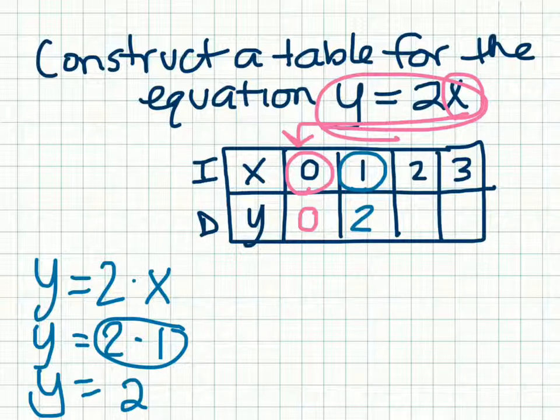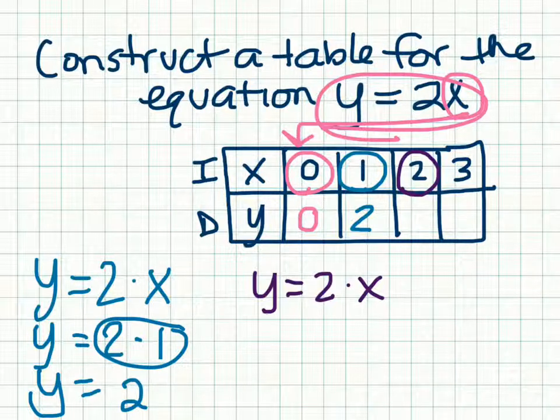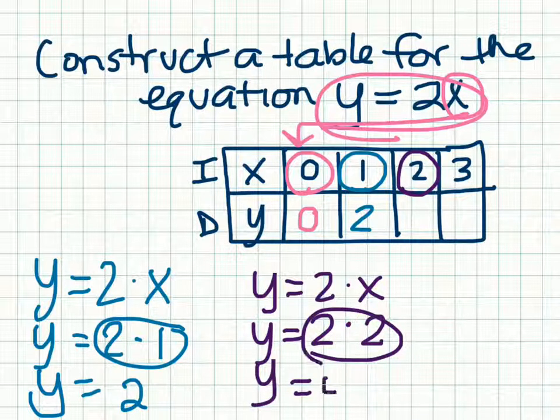Okay, let's do the next one. Y equals 2 times x, same equation, but this time x is equal to 2. So in place of the x, I'm going to put a 2. Y equals 2 times 2. 2 times 2 is 4. So when x is 2, y is 4.